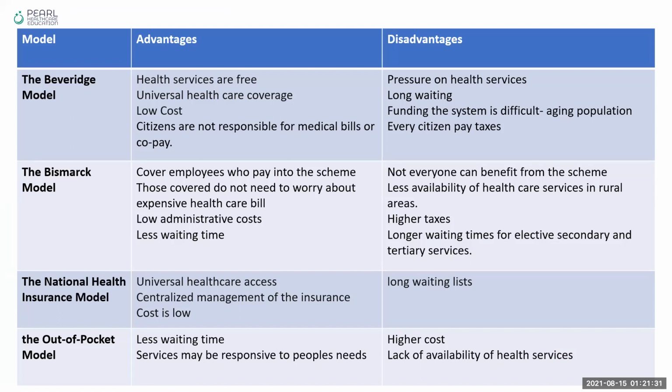This table provides a comparison of all these four models, and you can see that all of these models have got some advantages and some disadvantages. In the Beveridge model, the health services are free. Everybody living in the country has got access to services. The cost is low because there's only one buyer, which is the government, so there's less room for the companies to play up. And citizens are not responsible for paying medical bills themselves. It's just the state's responsibility.